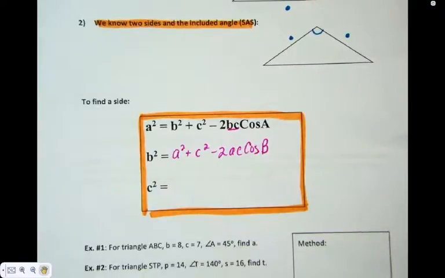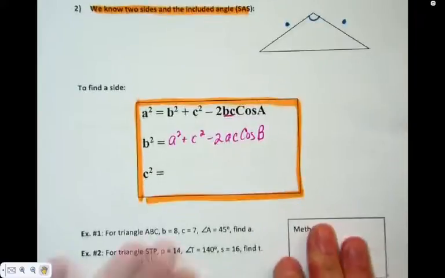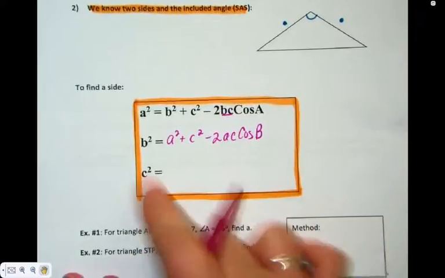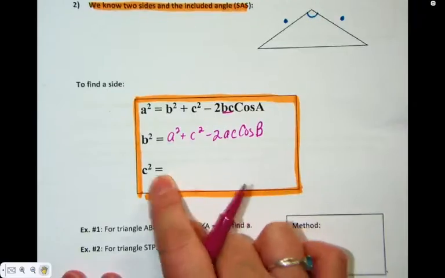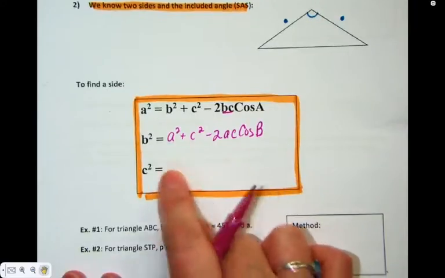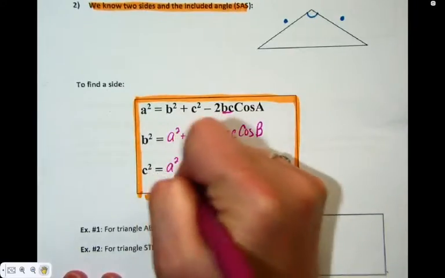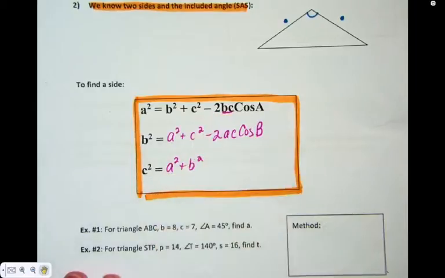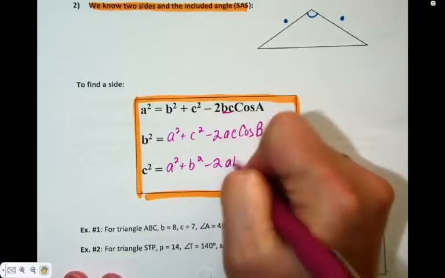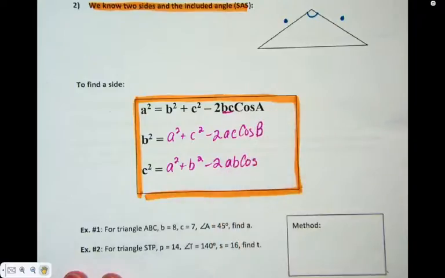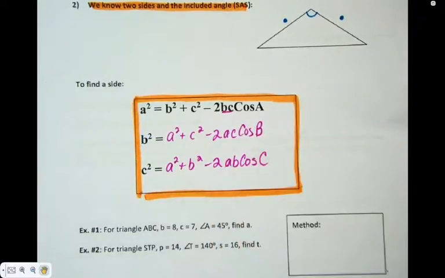Quick review for those who missed yesterday. What's the difference between an uppercase and a lowercase? Uppercase are angles, lowercases are sides. So let's follow the pattern for c squared. If c is on the left, what are the first two terms on the right? A squared plus b squared. Then minus 2 AB times cos of capital C.